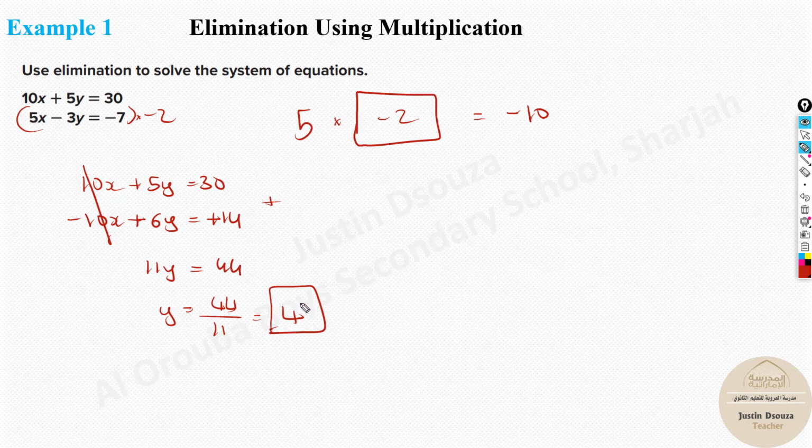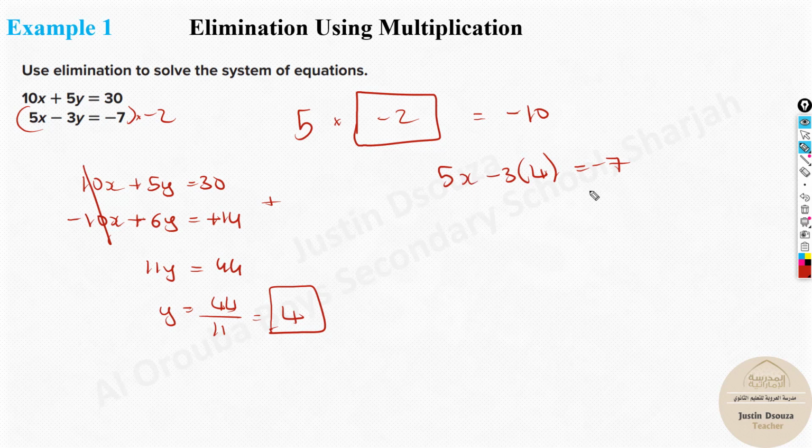y is 4. If y is 4, what will be the x value? You should just substitute this y value into any one of these equations. The simpler one is the second equation. You don't need to multiply, multiplication is not required. You can take the original equation because they are equivalent equations. Choose the simplest one. I know y is 4, so all I need to do is 5x minus 3 times y, which is 4, equals negative 7.